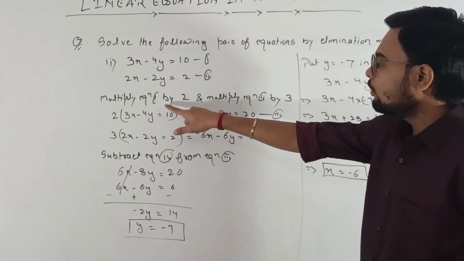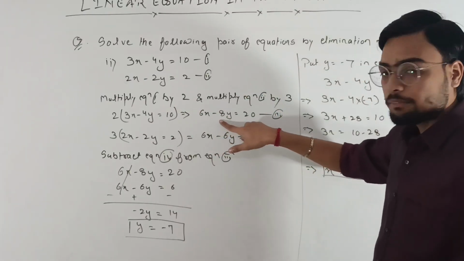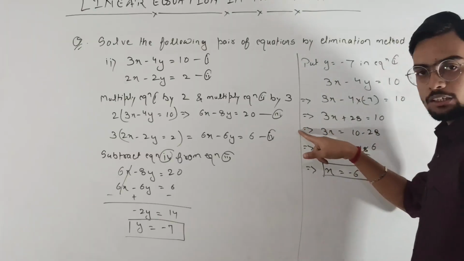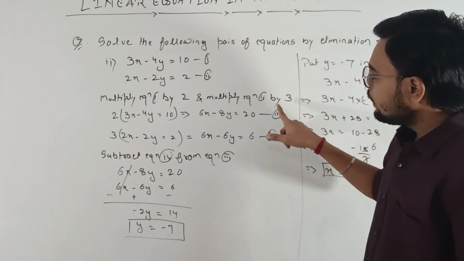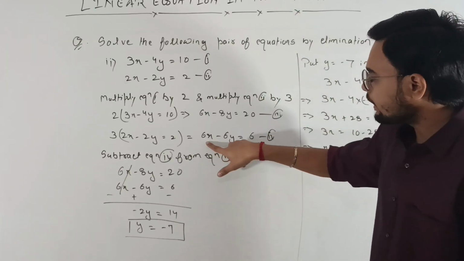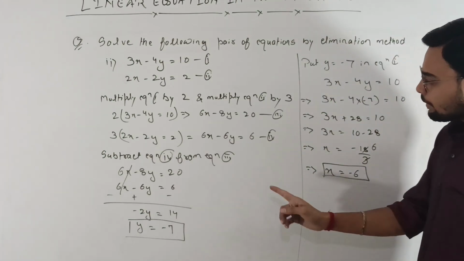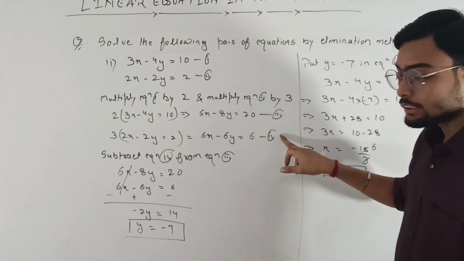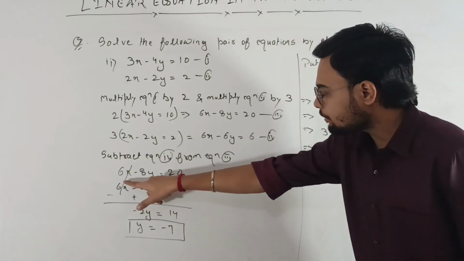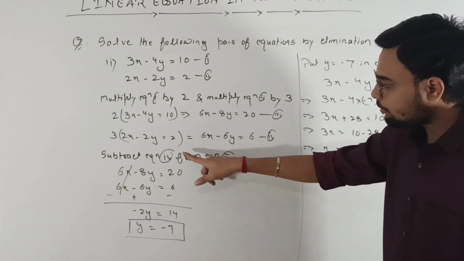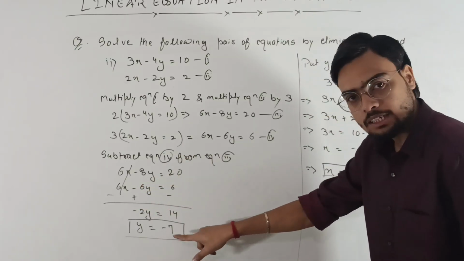Okay, now after multiplying 1 by 2, I get 6x minus 8y is equal to 20. This is my equation third. And after multiplying 3 on equation 2, I get 6x minus 6y is equal to 6. This is my equation 4. Now, next step, I subtract equation 4 from 3. After subtracting, I get y is equal to minus 7.